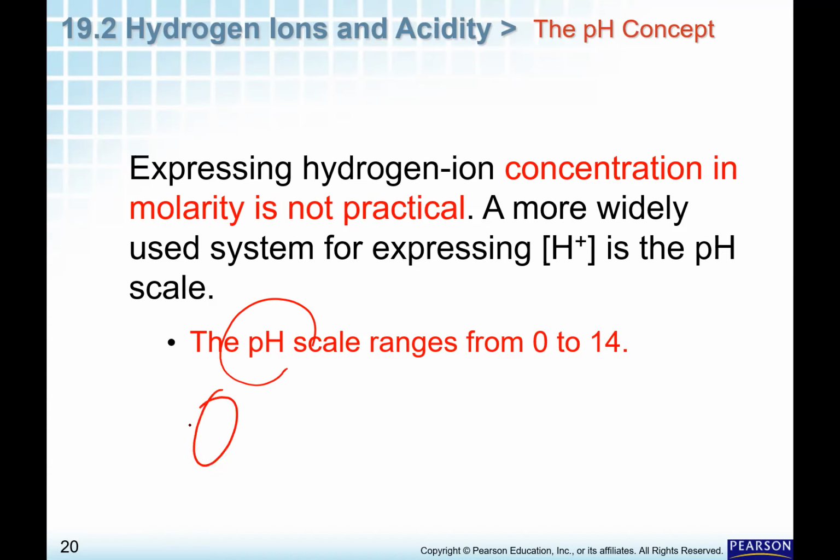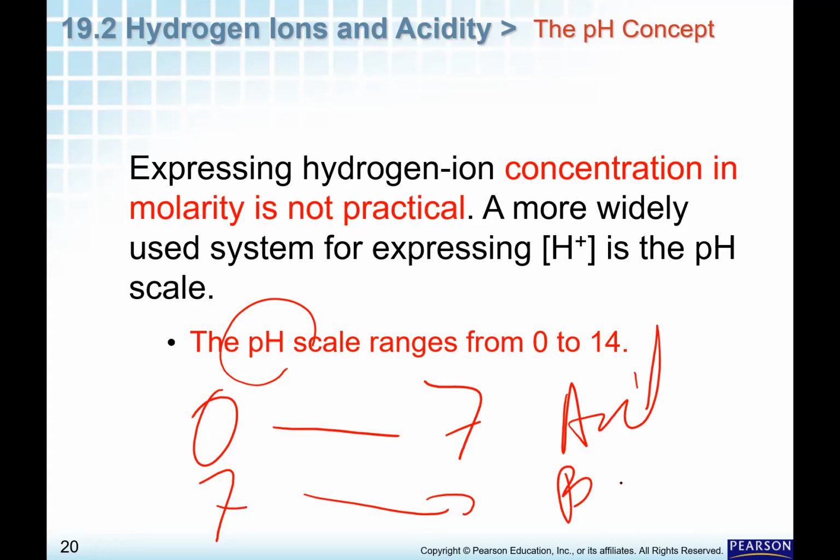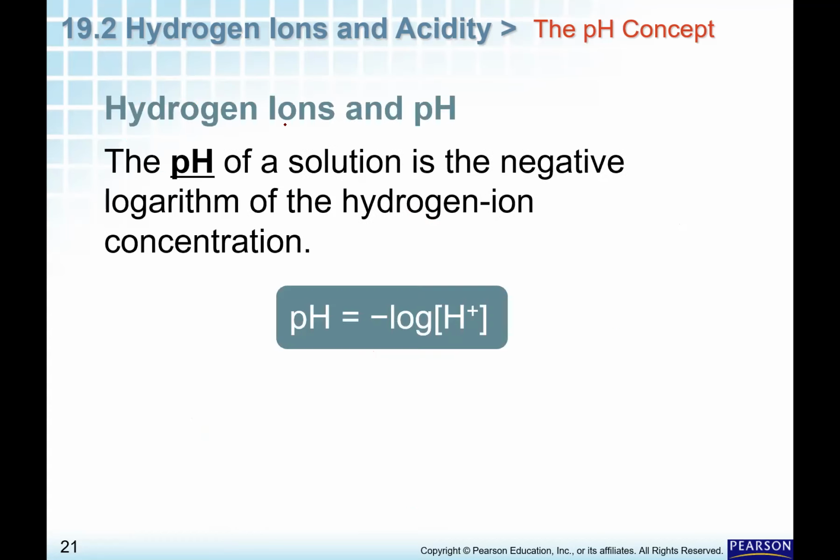From 0 to 7, that is acidic, and from 7 to 14, that is basic, and at 7 itself, that is a neutral solution. And that comes again from the concentrations of H plus and OH minus. All right. Now, how do we determine the pH using the H plus concentration? We can use this equation in front of you, which states that the pH of any solution is equal to the negative logarithm of the H plus concentration.